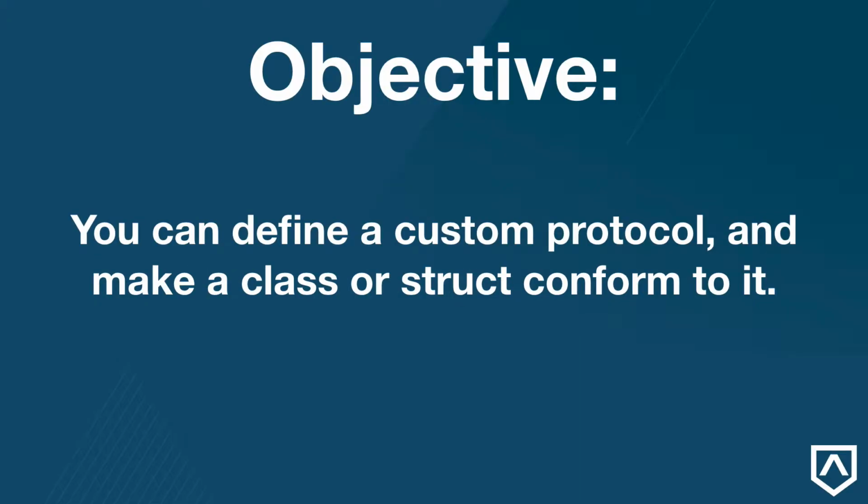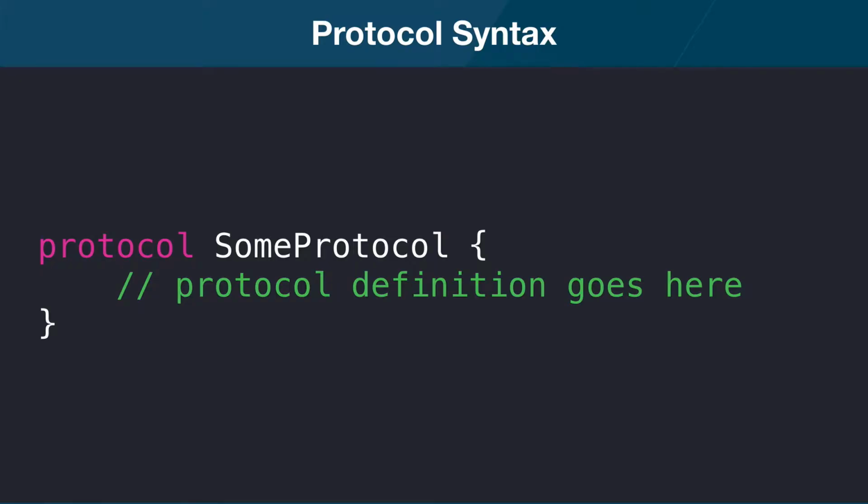So now let's look at defining our own custom protocol. We're going to do this in a few different steps, but here is the basic protocol syntax. We have the keyword protocol, and then we give our protocol a name. You'll notice that we use upper camel case just like we would with a class or a struct or an enum. Then we open and close curly braces, and anything inside of this closure is going to be a part of our protocol. And so we're going to define what our protocol is going to be.